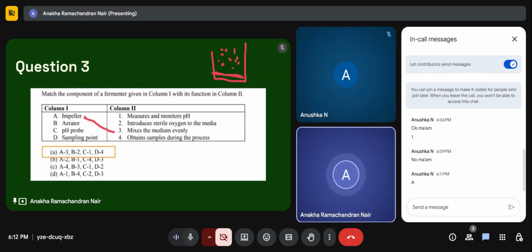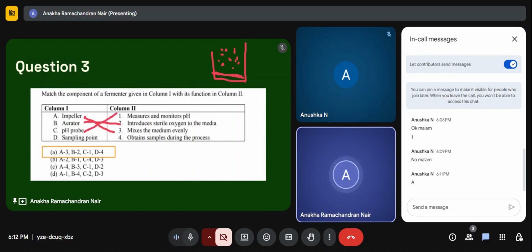So the aerator introduces sterile oxygen to the media. The reason it has to be sterile is that if it is not sterile, you might be introducing some other microorganism into the bioreactor, and whatever product you wanted to get, you might not get, right?